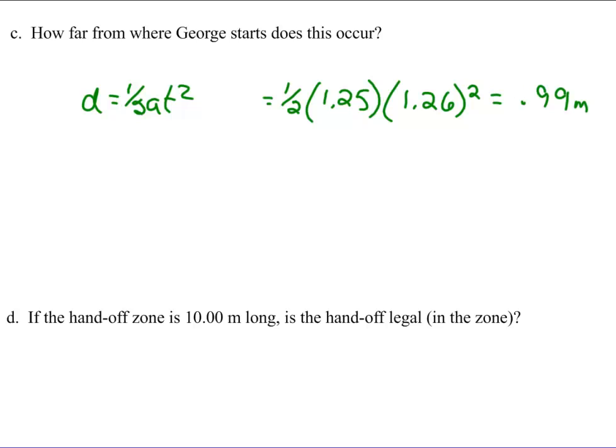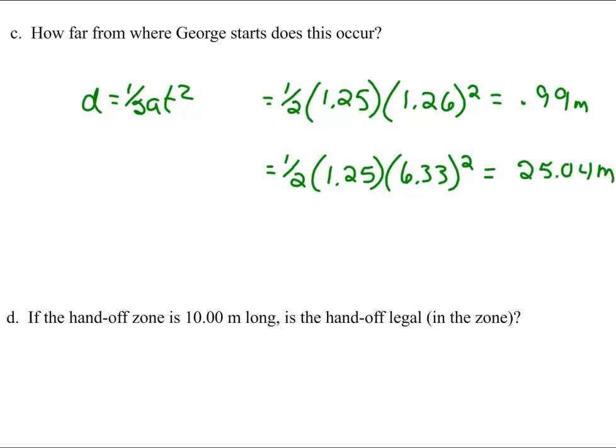If we wanted to check the other time just because we wanted to be really sure, we do the same thing, same kinematic equation. 1/2 acceleration doesn't change, 1.25. This time we're going to use the time of 6.33 seconds. Square that, and we find out that the second time they make contact is 25 meters down the track. So we can find out where both of these exchanges occur if both of them keep running at their initial rate.